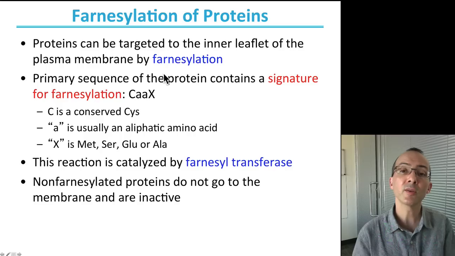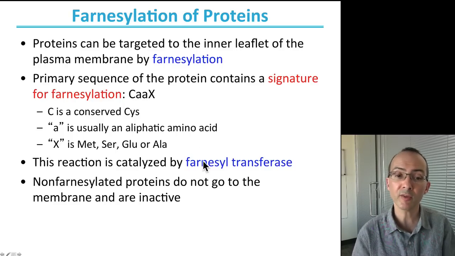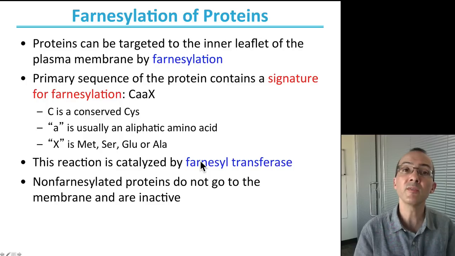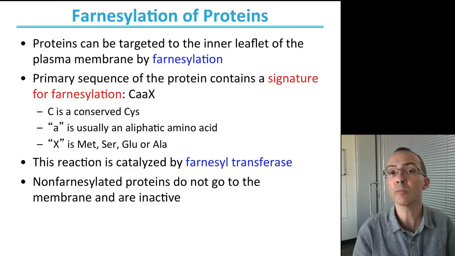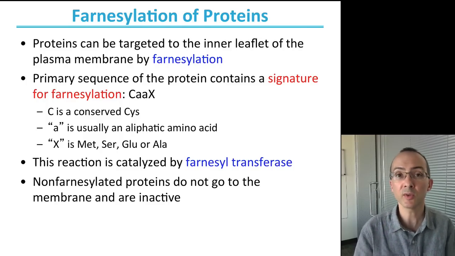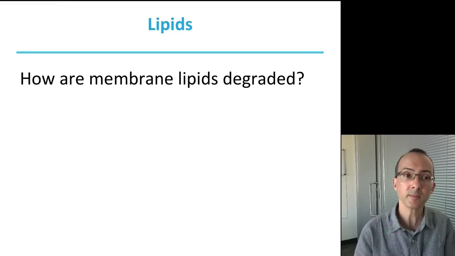The signal that determines whether a protein is farnesylated is a C-terminal 4-amino acid sequence known as a CAAX box. C stands for cysteine, A is a small aliphatic amino acid, and X is methionine, serine, glutamate, or alanine. So if a protein has this sequence, then it's very likely to be a subject of the enzyme farnesyltransferase, which transfers the C15 farnesyl lipid onto the protein, which causes it to be associated with the membrane.